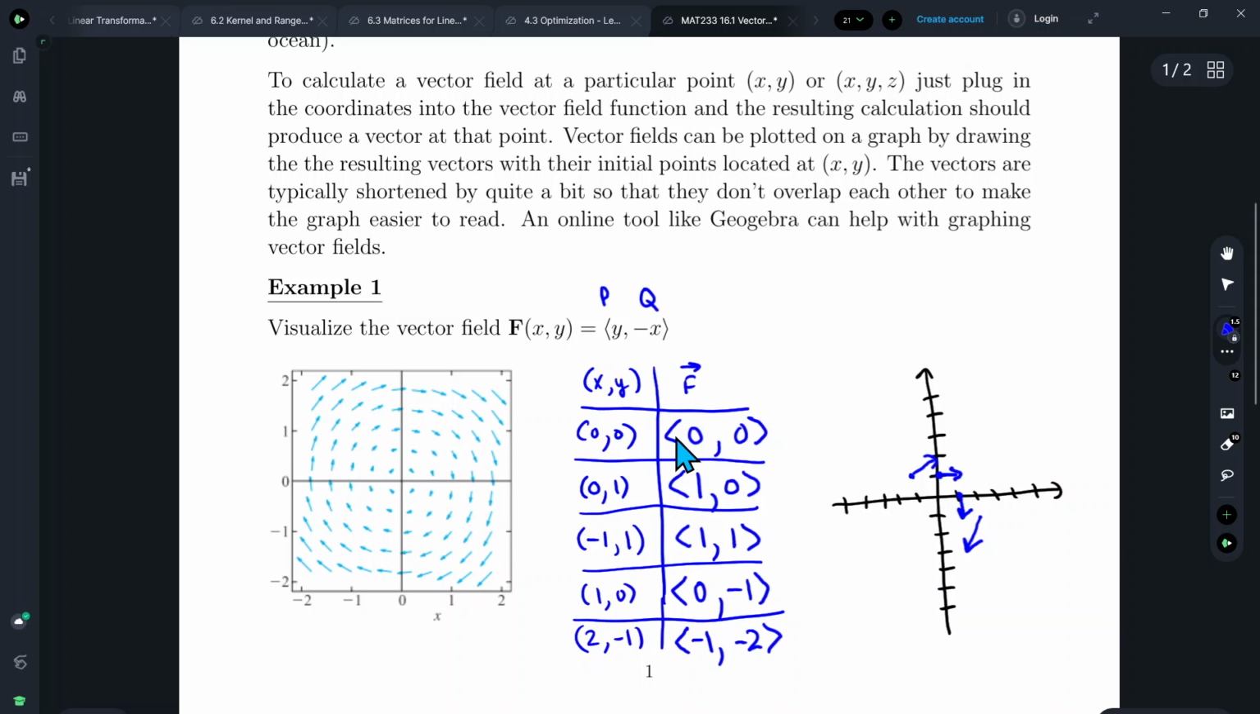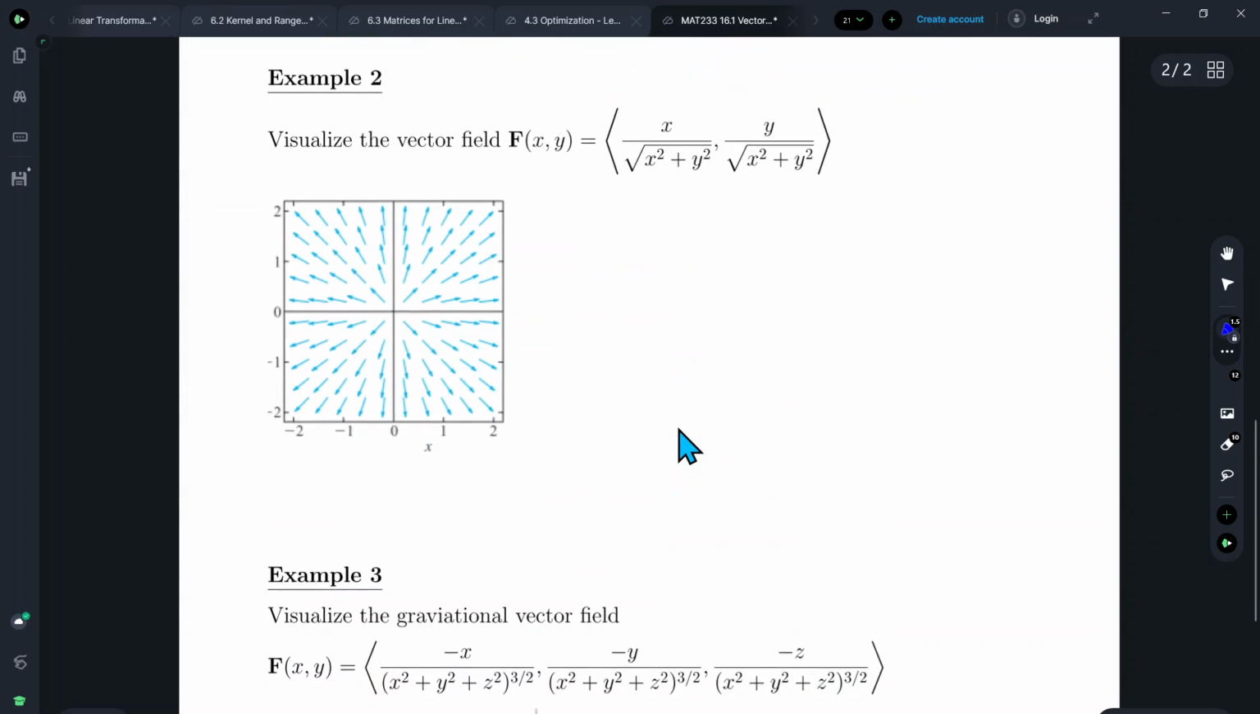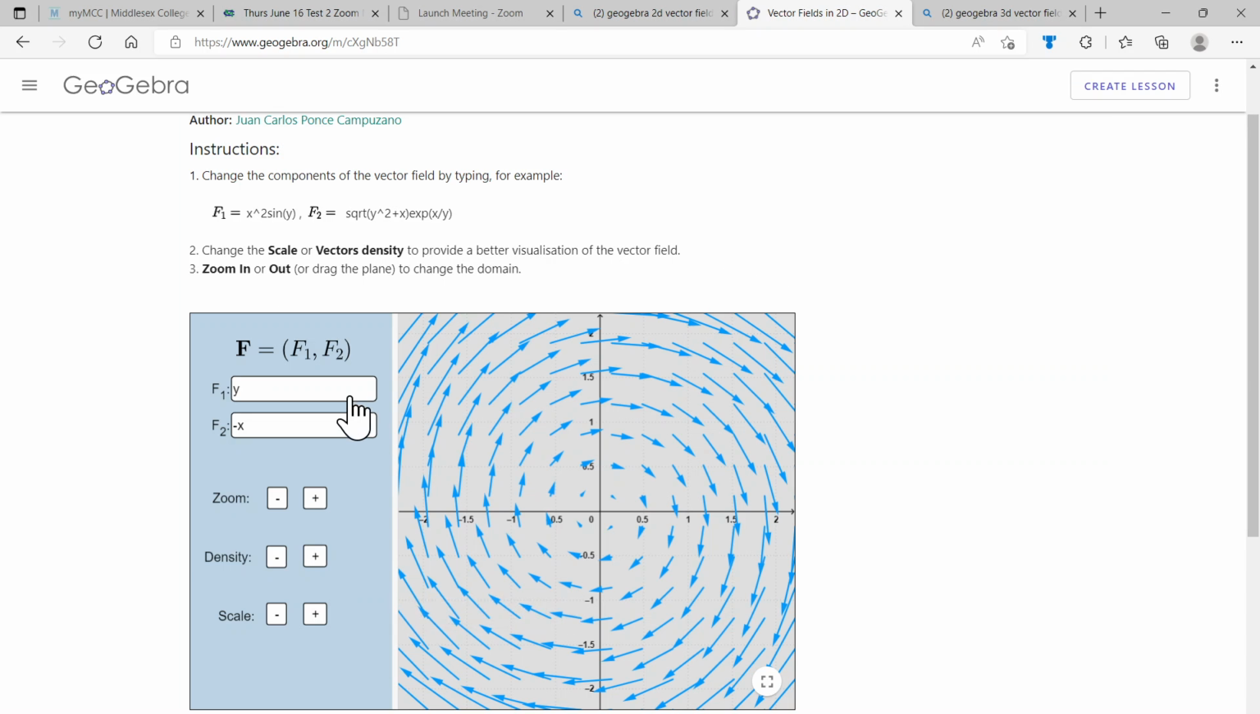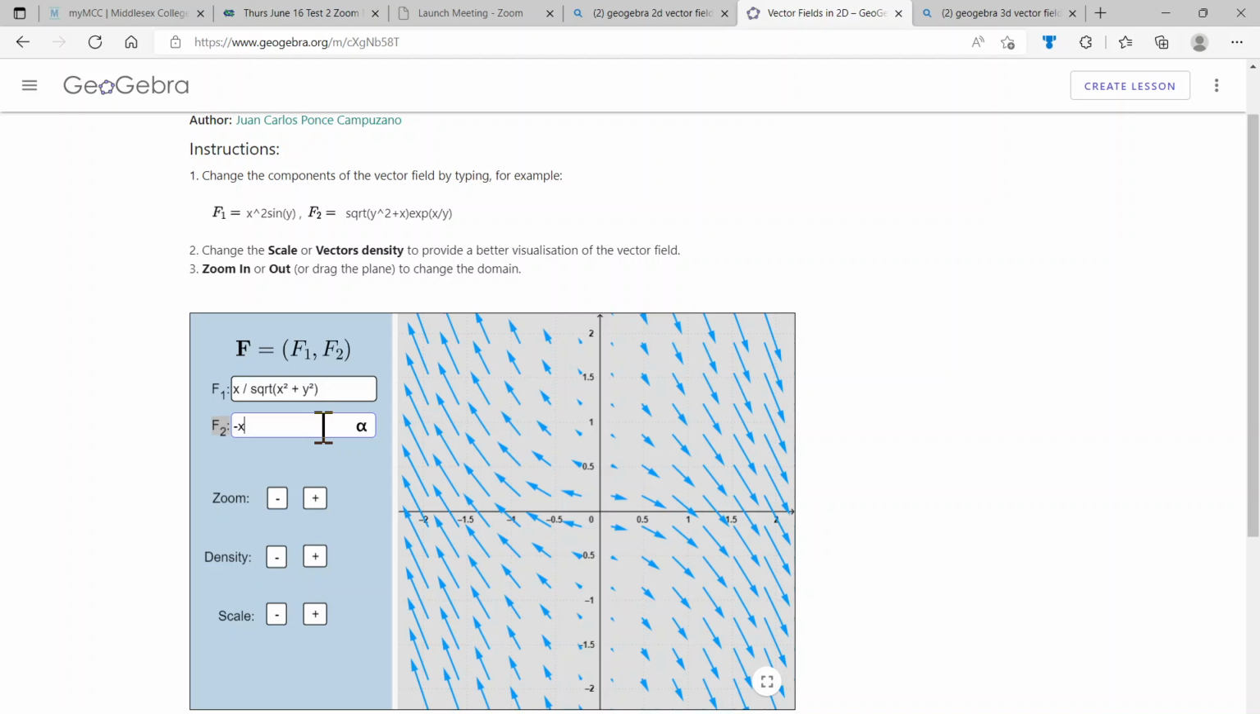So let's take a look at a couple more examples. Here in example 2, we have this vector field: x over the square root of x squared plus y squared, and then y over the square root of x squared plus y squared. So let's visualize it using GeoGebra again. x over square root of x squared plus y squared, and then y over square root of x squared plus y squared.